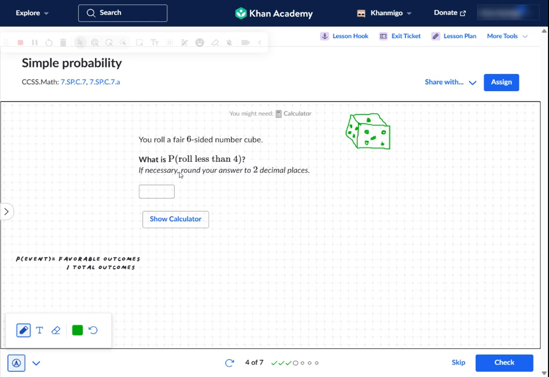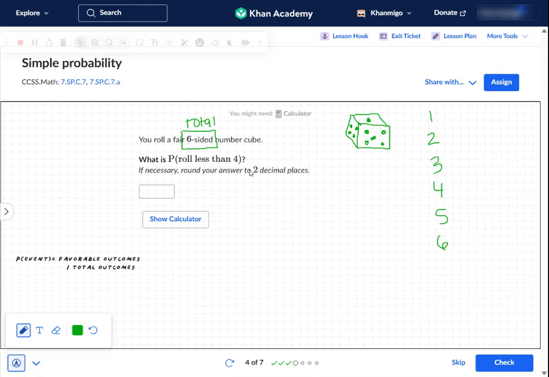What is the probability that you're going to roll less than a 4? So there are 6 sides, right? And there are 6 numbers on those sides. So there's number 1, 2, 3, 4, 5, and 6. Because it's a 6-sided cube, that is going to be our total. That is the total number of outcomes. There are 6 possible numbers that could roll.